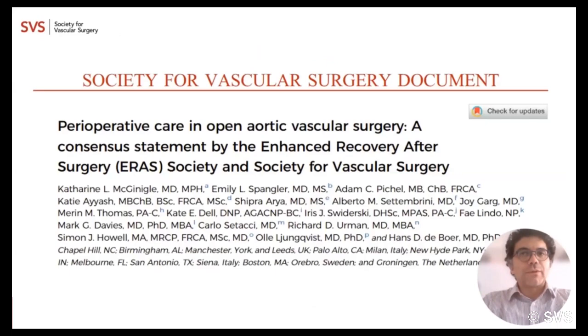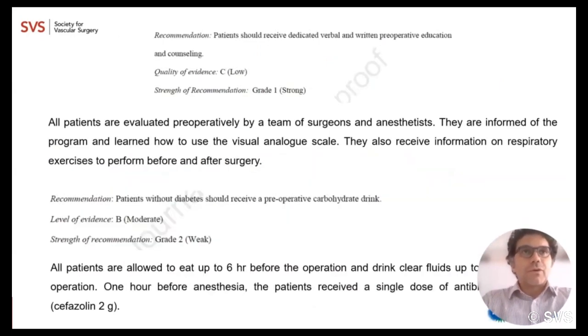We are going to evaluate our approach, our usual protocol, according to the ERAS guidelines. First of all, our patients are evaluated preoperatively by a team of surgeons and anesthesiologists, and they are informed of the program and learn how to use the VAS, visual analog scale. And they also receive information on respiratory exercises before and after surgery. All the patients are allowed to eat up to 6 hours before the operation and drink clear fluids up to 2 hours before the operation.